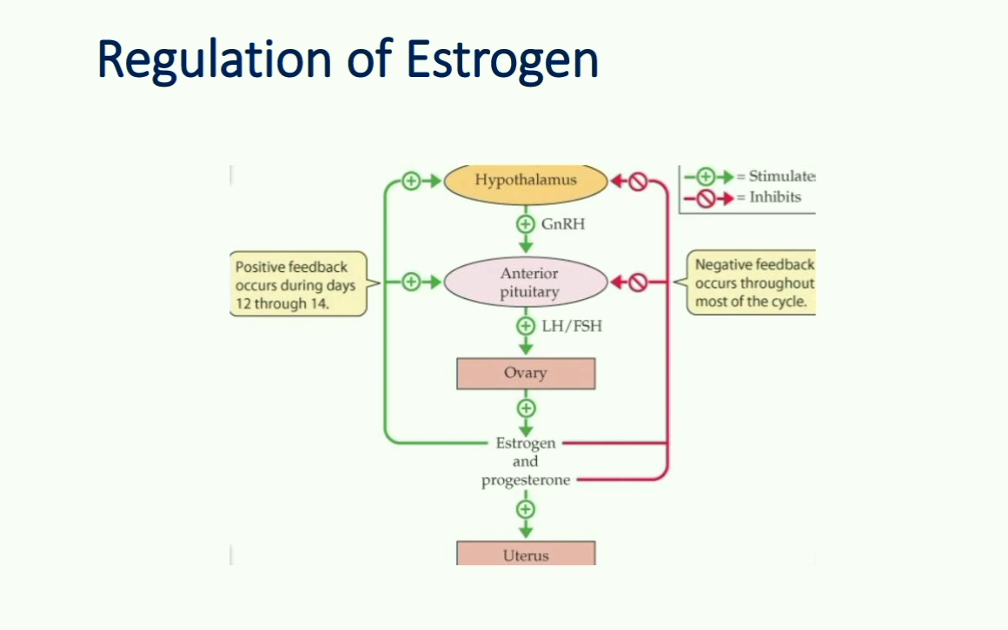From the hypothalamus, GnRH is released, which acts on the anterior pituitary, causes secretion of FSH and LH, which act on the ovary, leading to secretion of estrogen. And estrogen in turn causes feedback inhibition over the anterior pituitary and hypothalamus, and its level is regulated. So that's all for today.